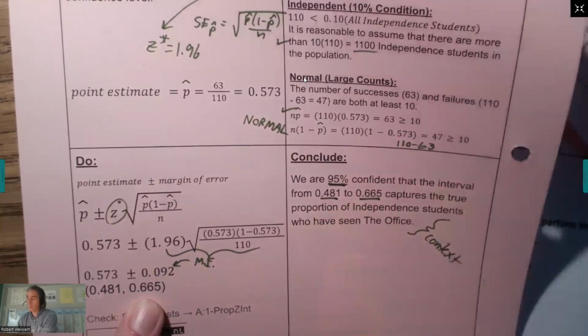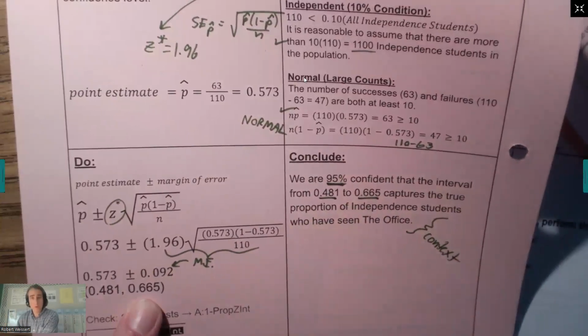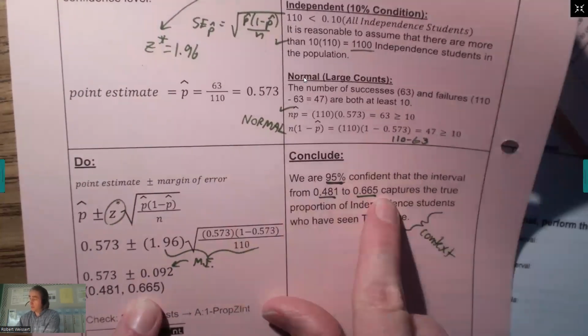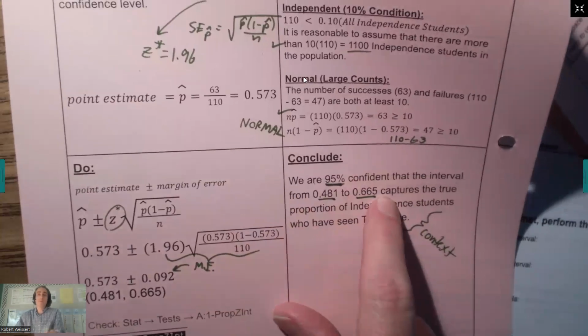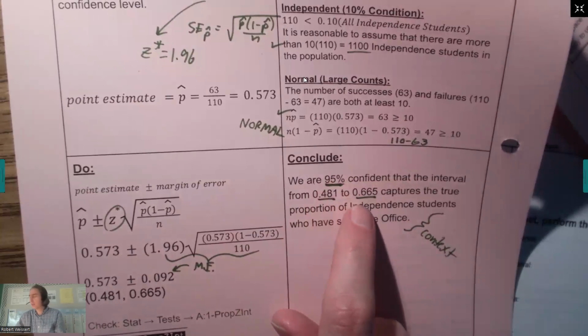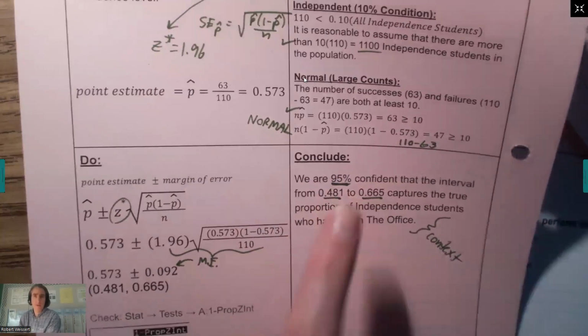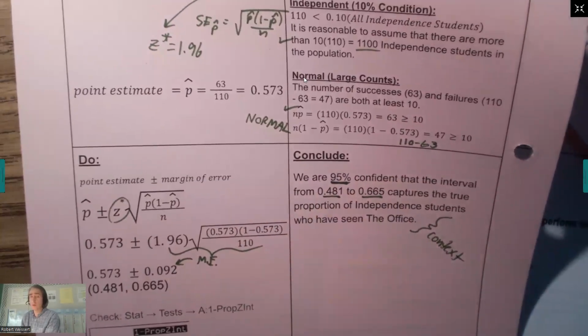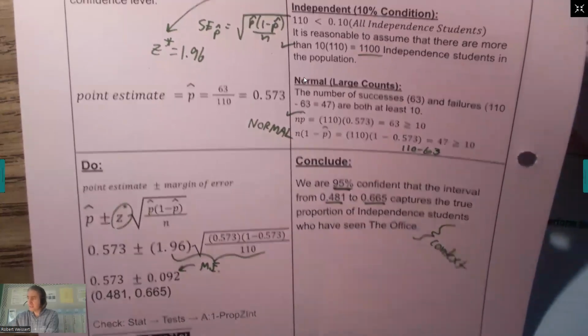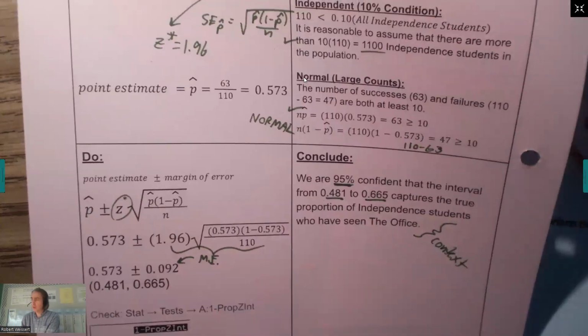So in this case here, what are we trying to estimate? The proportion of students at Independence High School who have seen The Office. So our interval is hopefully going to capture that, but we don't know for sure. So that's why we say we're 95% confident, because we could be 100% confident and say that the interval from 0 to 100% is going to capture the true proportion of students who have seen The Office, but that doesn't really give you any meaningful information. So that is the state plan do conclude portion of the video.